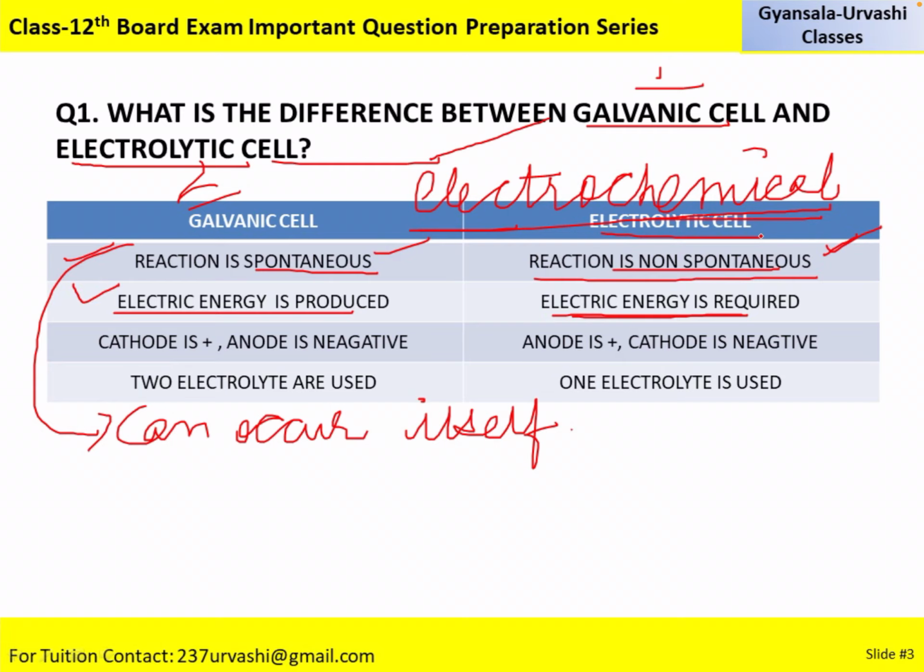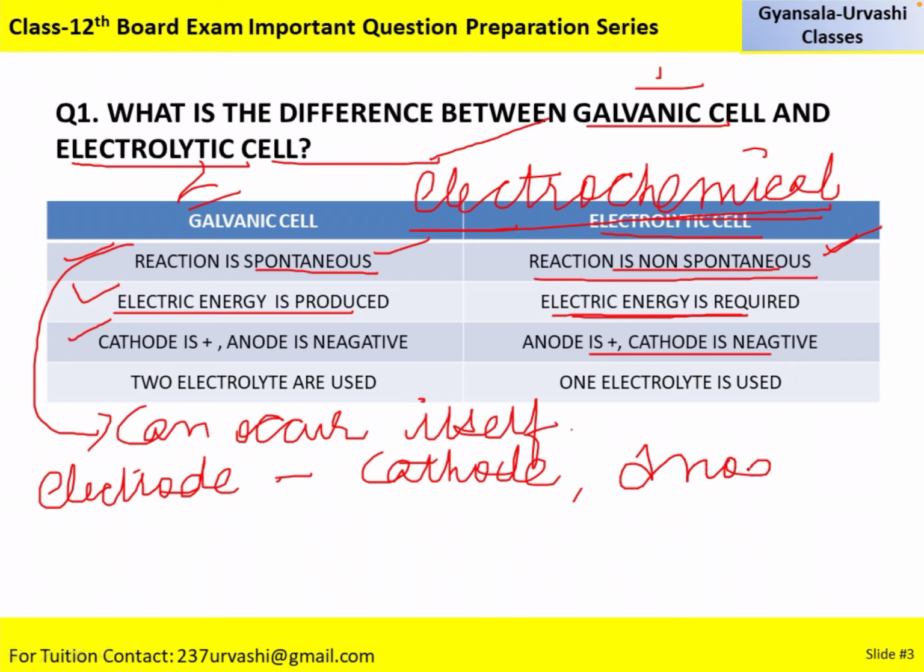Okay. Then the third difference. In a galvanic cell, the cathode is positive and the anode is negative, and the opposite happens in an electrolytic cell. Now what are cathode and anode? Since we are studying electrochemical reactions, one thing is common, that they will require electrodes to do so. And electrodes are only of two types. One will be the cathode and another will be the anode.